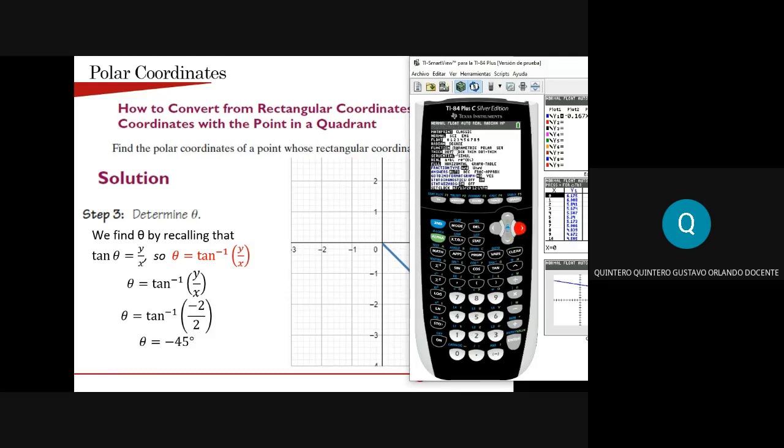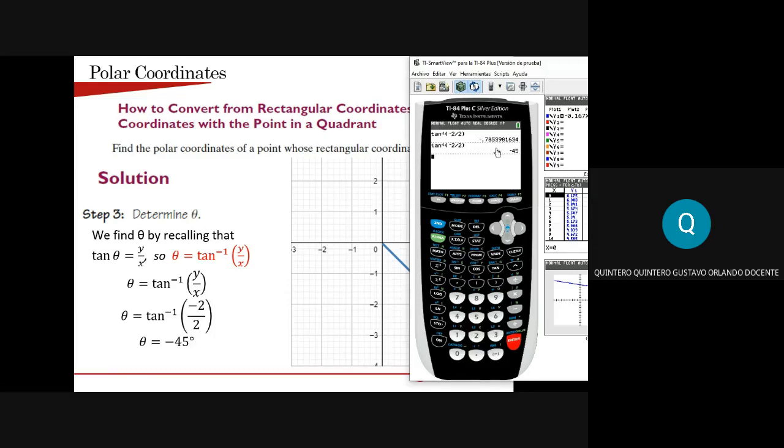And then step on degrees, press enter, and now the answers will be given in degrees, right? Look. Of course, this answer is already in radians. I have to do the process again if I want it in degrees. Let me just write it again. Second tangent, right? Negative 2 divided by 2. Close the parentheses. Enter. Look at that. Negative 45 degrees. All right? So now we have the answer in degrees.